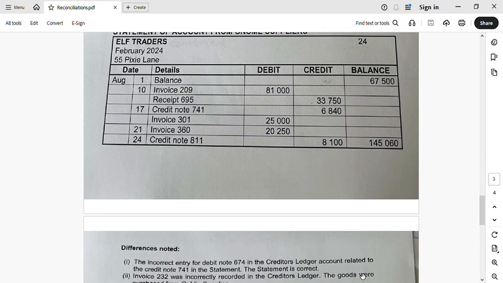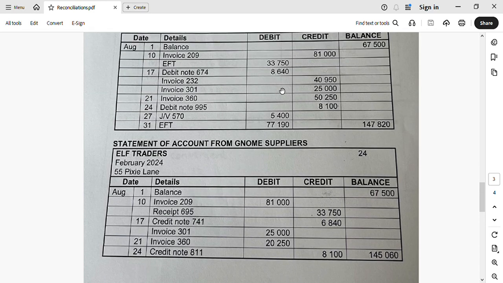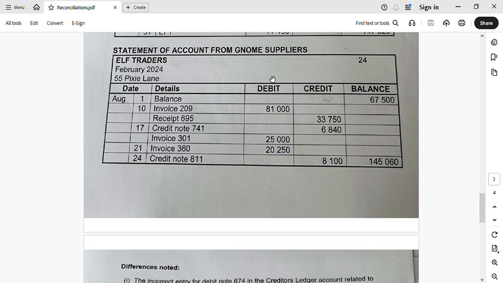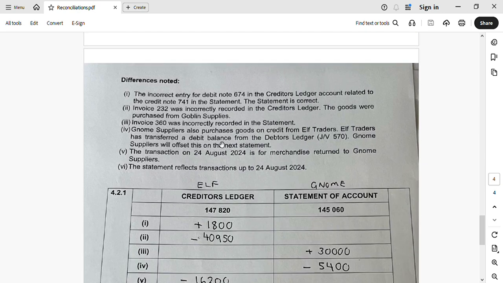The first thing they tell you is this: the incorrect entry for debit note 674 in the creditors ledger related to the credit note in the statement, and the statement is correct. If you have a look at the statement here, the credit note was correctly recorded as 6840, and we recorded it as 8640. So the person that is wrong is us, which is Elf. You work out the difference between those two amounts, you'll get 1,800. Now we decreased our account by too much there, so to fix it, you've got to add back 1,800.